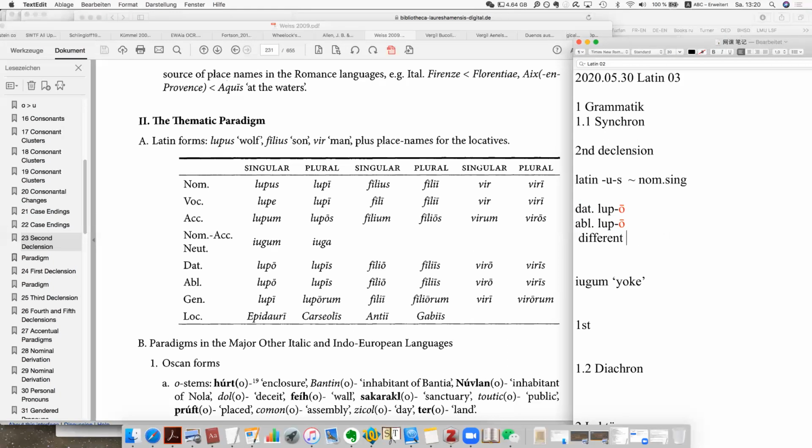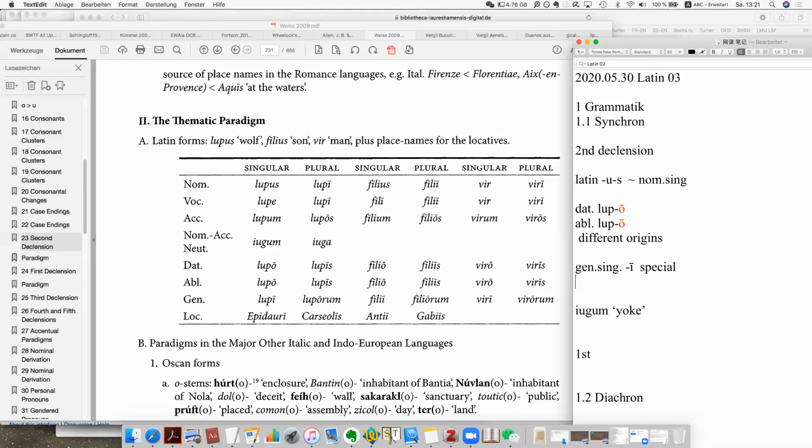Or different origins. Okay, and then you have the genitive called lupi. So genitive singular in E is pretty, how do you say that? Peculiar. Can I use this word? Peculiar or special. Yeah, it's kind of a special appearance, and you only find this ending in limited Indo-European languages.